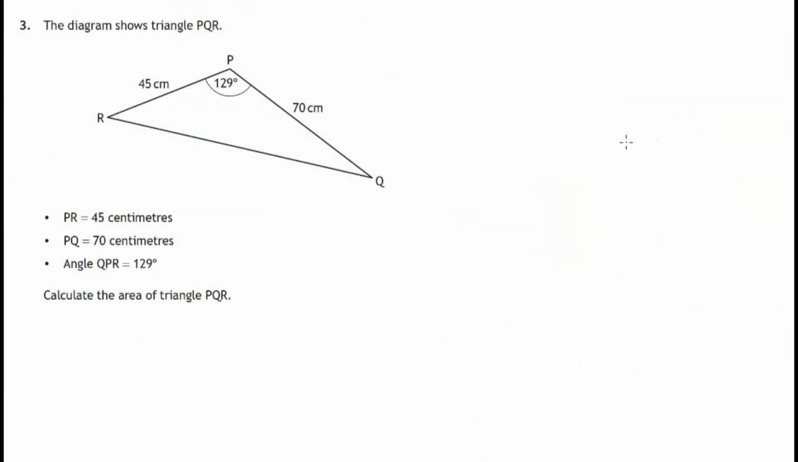Carsey here. In this question we're faced with a triangle PQR. We know a couple of the side lengths, we know the angle in between these two sides, and we're asked to calculate the area of that triangle.